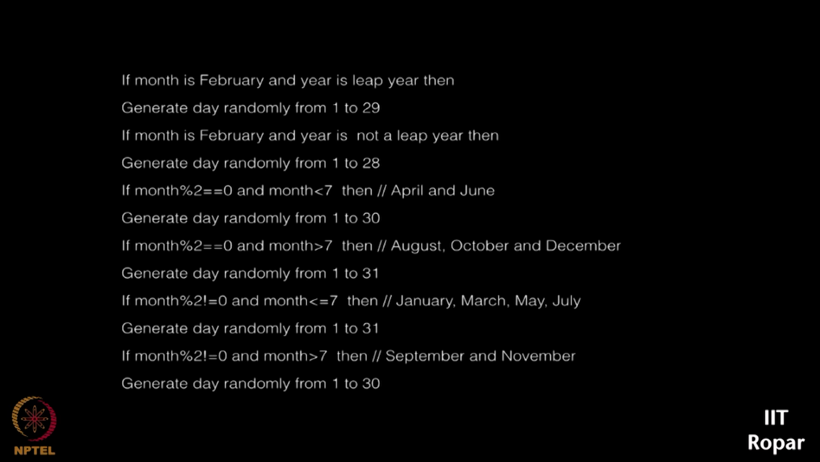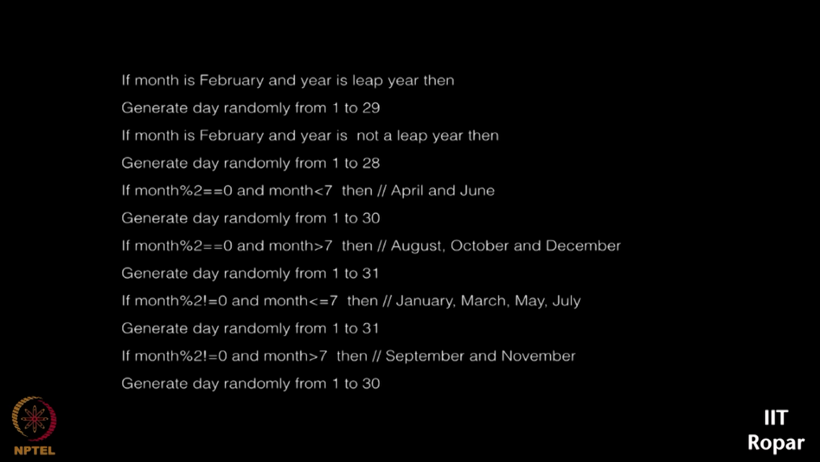So I repeat here, first of all you have to check whether the month is February and the given year is a leap year or not. If the given year is a leap year, then you have to generate the day randomly from 1 to 29. Otherwise you have to generate the day randomly from 1 to 28. After that, you have to take into account the months that comprise of either 30 days or 31 days.